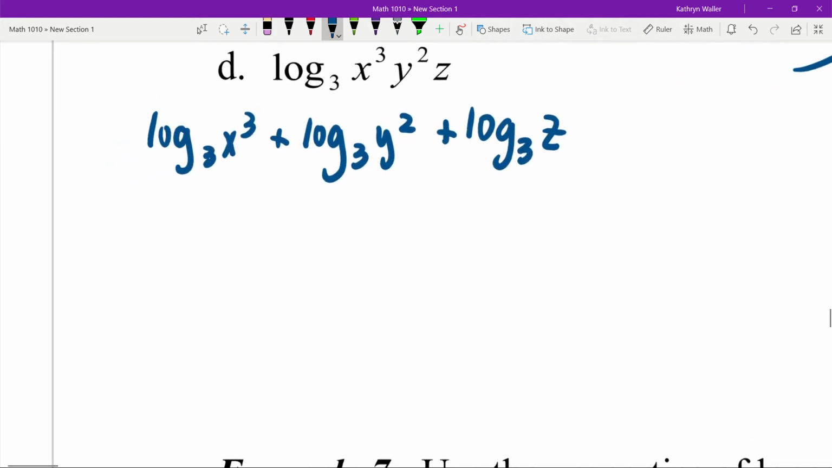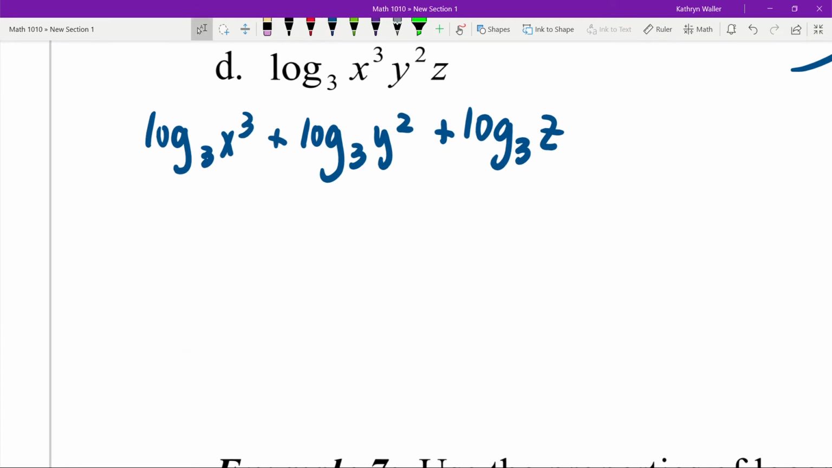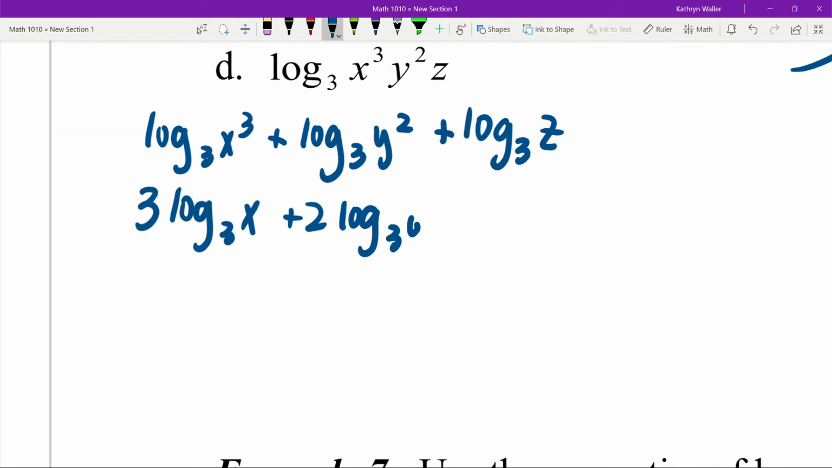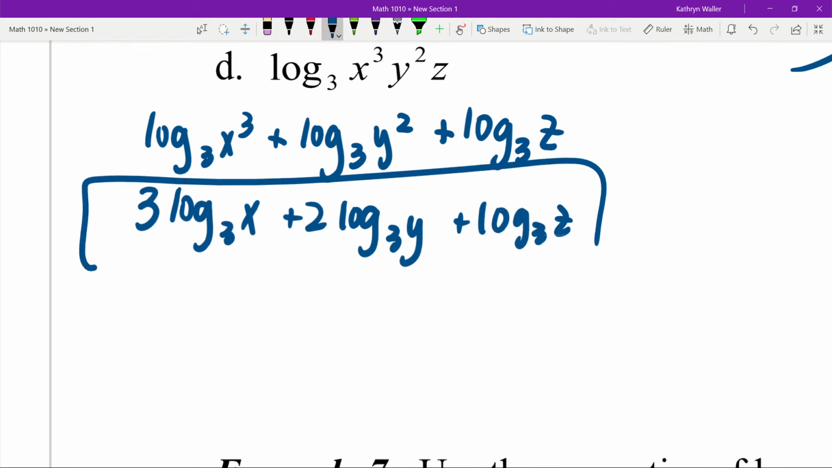Now, that is not the answer. It is not fully expanded. Why not? You can say it with one word. Why not? Those exponents. Yeah, pull the exponents down. So this is 3 times log base 3 of x plus 2 times log base 3 of y plus log base 3 of z, and I'm done.